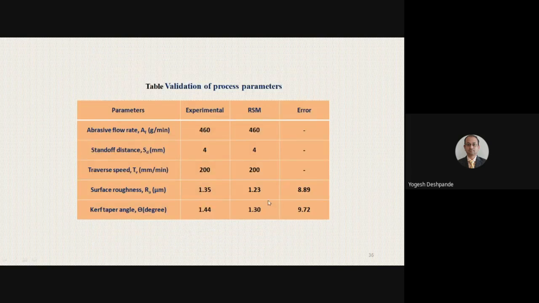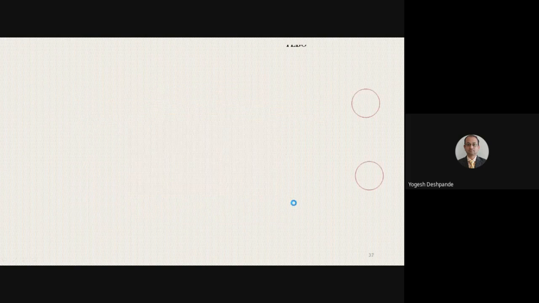1.2313. These predicted values are validated with fresh experiments, and 8.89 and 9.72 percent error is recorded for Ra and theta. This error happened due to some measurement error and some vibrations during the machining. But this is a favorable result because the error is less than 10%, meaning 90% accuracy is achieved.